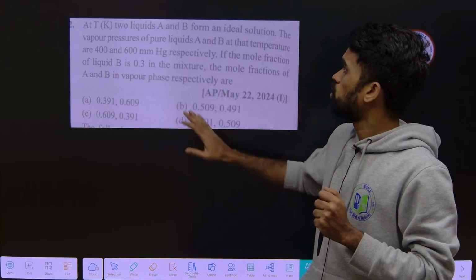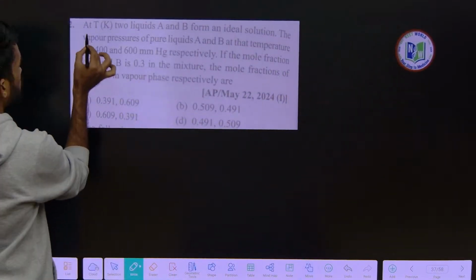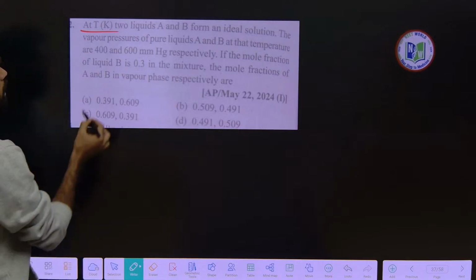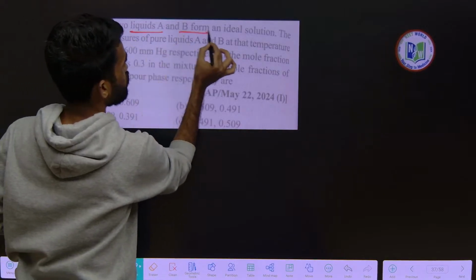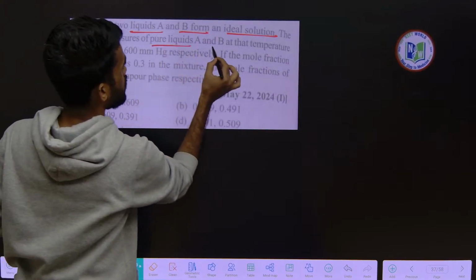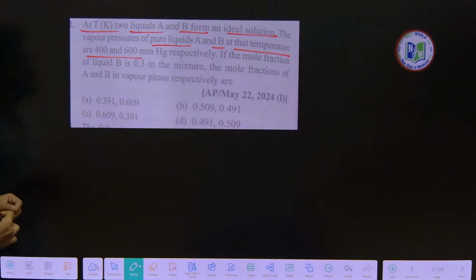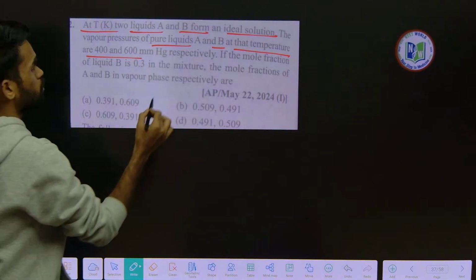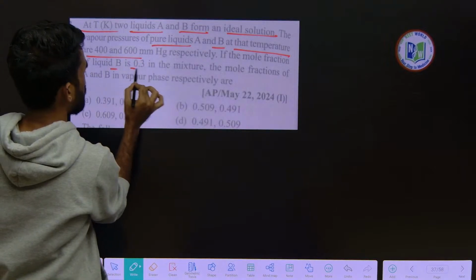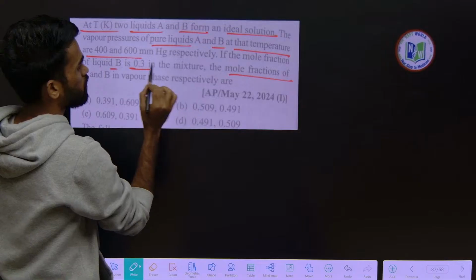Now look at this question. At temperature T, two liquids A and B form an ideal solution. The vapor pressures of pure liquids A and B at this temperature are 400 and 600 mm of Hg respectively. The mole fraction of liquid B is given as 0.3 in the mixture, and we need the mole fraction of A and B in the vapor phase composition.